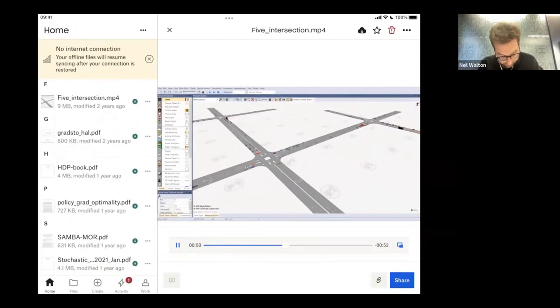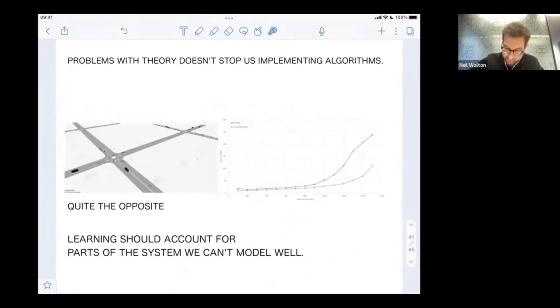This is the queue length behavior for different loadings of our algorithm, and this one is called MOVA, a traffic signal control system used in many junctions in the UK, developed by the Transport Research Laboratory. So we're quite competitive with that system.